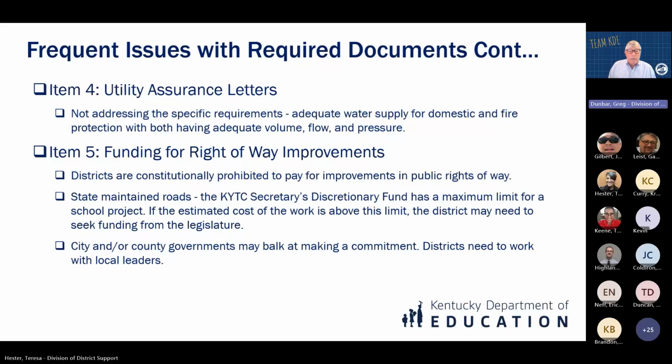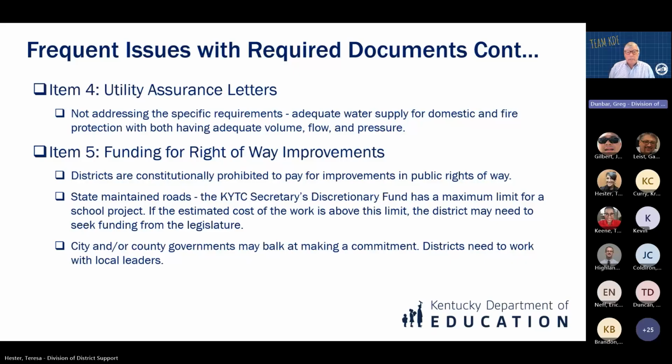Utility assurance letters not addressing specific requirements identified, such as adequate water supply for domestic and fire protection system. We've witnessed the need later for fire pumps or storage tanks in order to supply the water needed for the fire suppression system. That needs to be identified up front during the acquisition process because it impacts the cost of development.